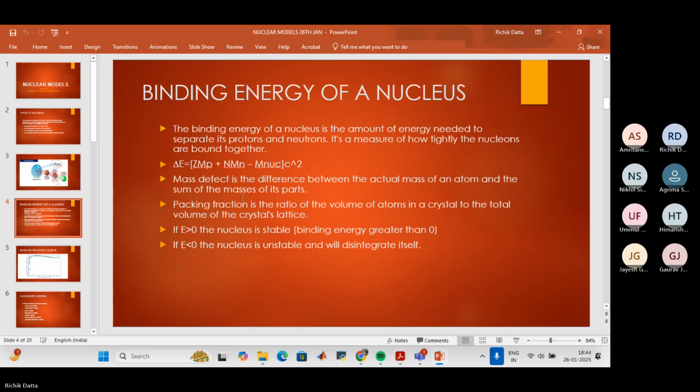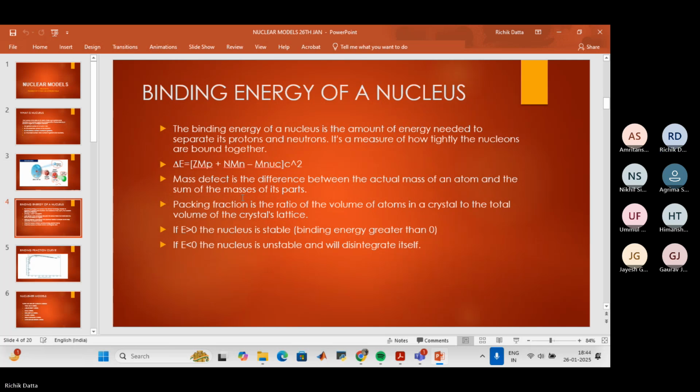And the packing fraction is the ratio of the volume of atoms in the crystal to the total volume of the crystal. And if the binding energy E is greater than 0, the nucleus is stable. If E is less than 0, the nucleus is unstable and will disintegrate itself.